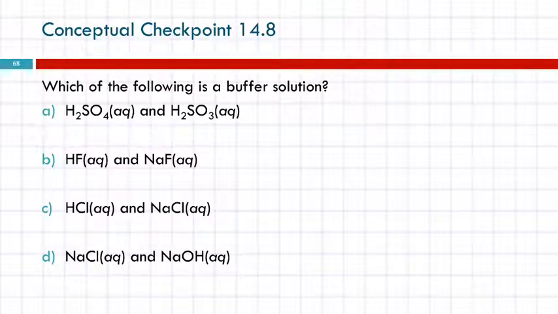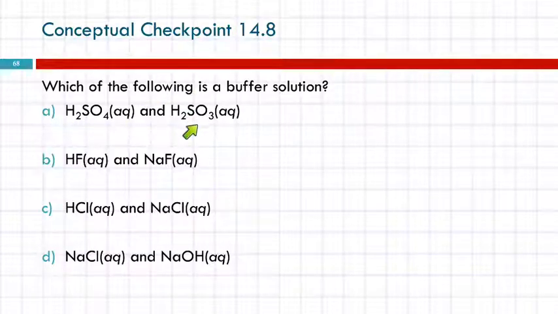So let's look at this question. Which of the following is a buffer solution? And this is about the extent of what would be required of you on an exam. So when the acid is too strong, right, for A? For A, yeah, we've got H2SO4, that's a strong acid.